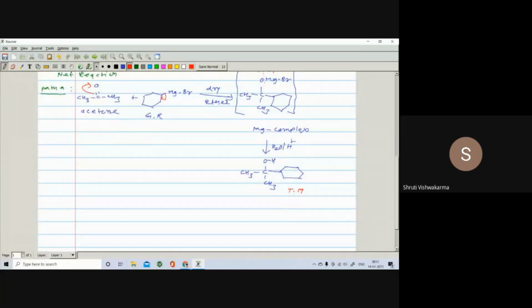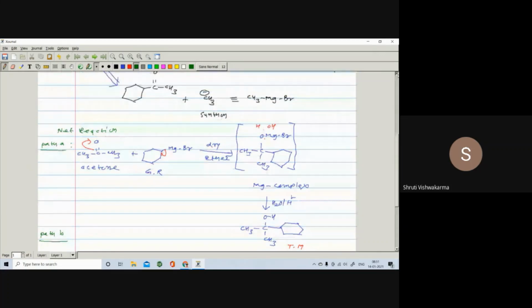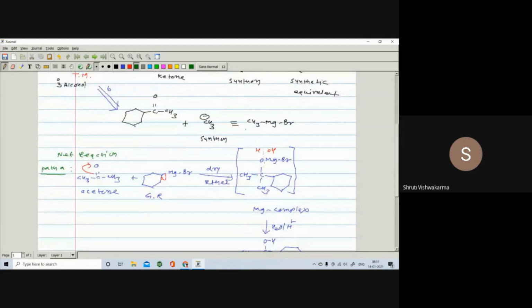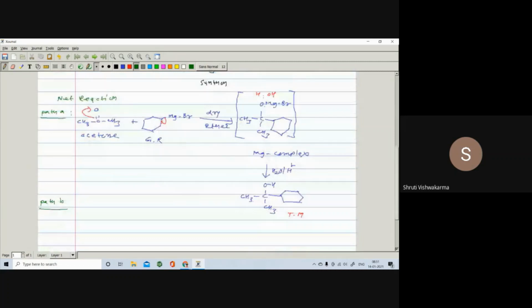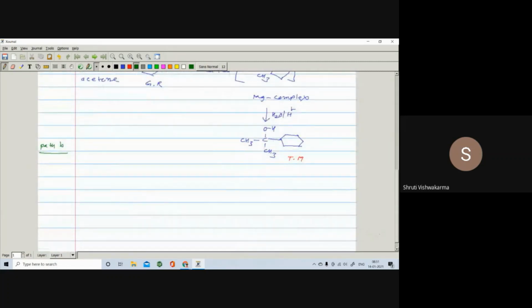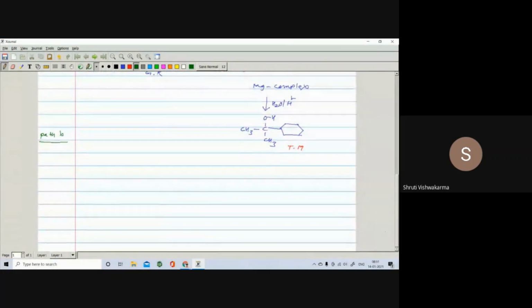Similarly, you can write down path B. Even if you don't write path B, it also works. At least you should write one path. So let us say again path B, how we can prepare this compound. In path B, you are having the fragment CH3MgBr and this one. So you just have to repeat the same reaction. Instead of CH3, we have to put only cyclohexyl.